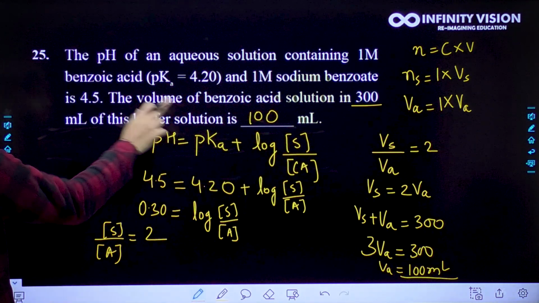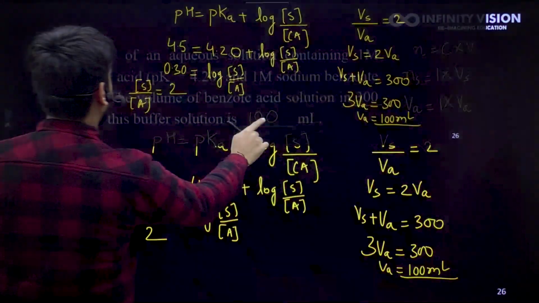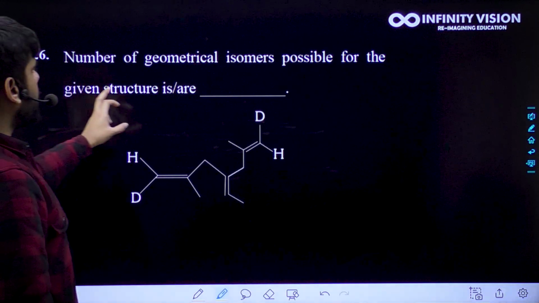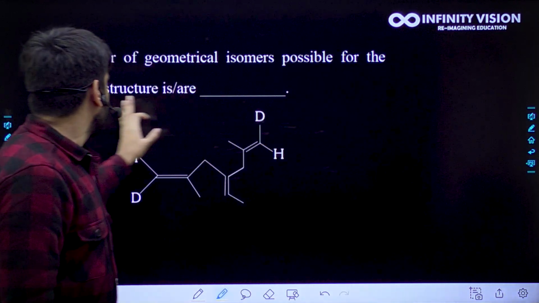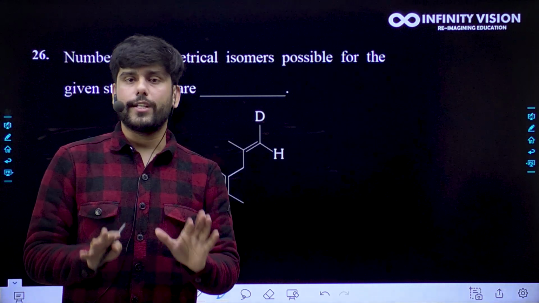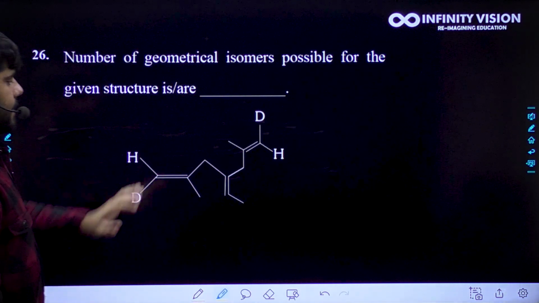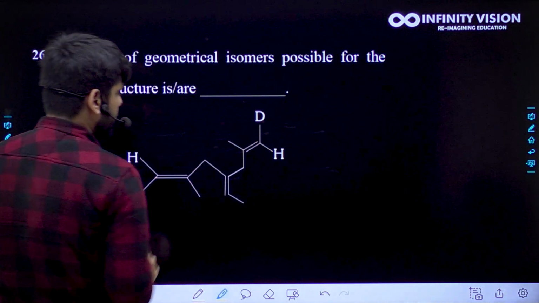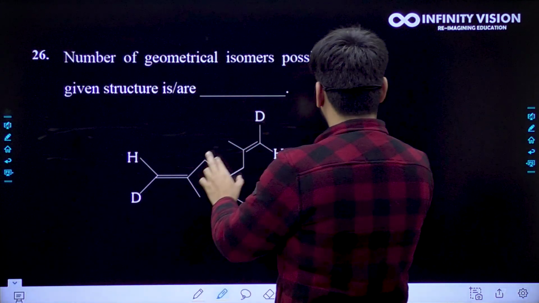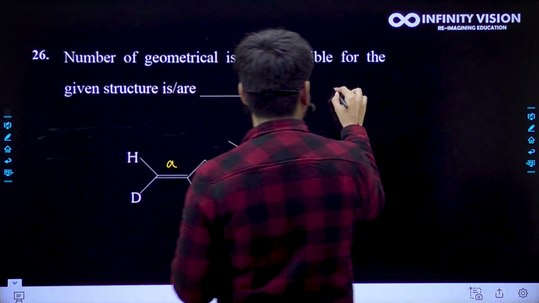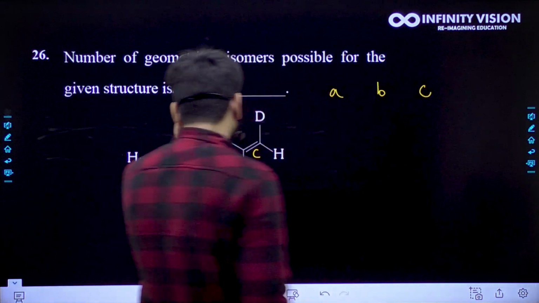Let us discuss the next question. Number of geometrical isomers possible for the given structure. Now this is the only question which I felt is a good question, right? Let us see. So there are 3 alkenes. Now see, let's say there are 3 alkenes. This is A, this is B, and this is C. So A, B, and C.